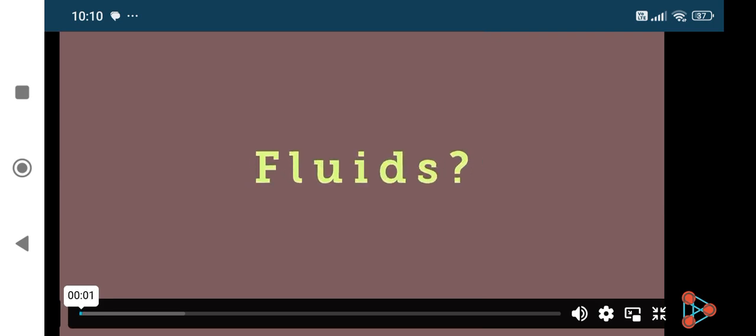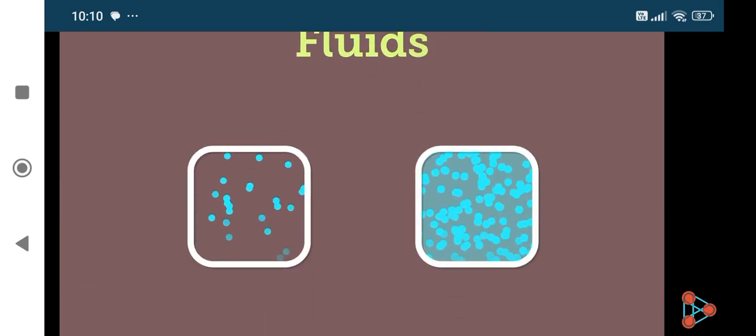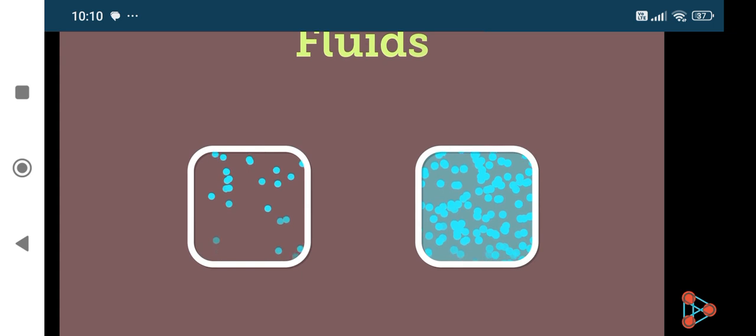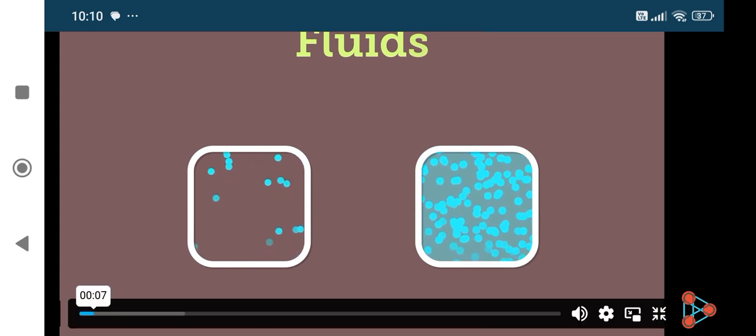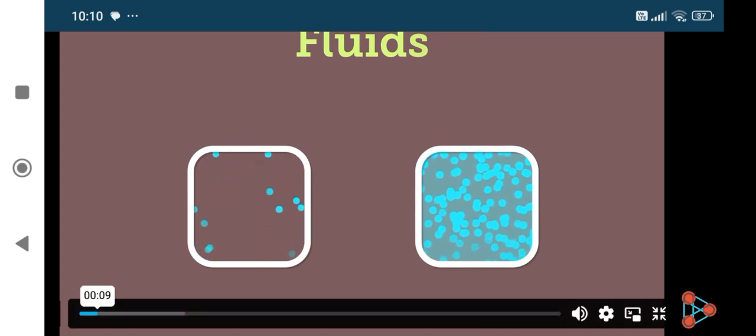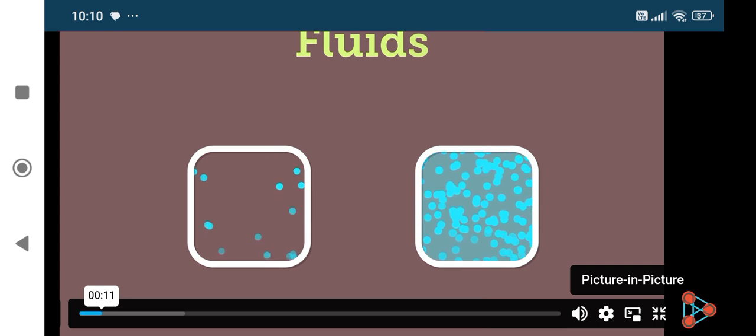Do you know what fluids are? They are substances with loosely moving molecules. Since the molecules are not tightly packed in fluids, they can easily move from one place to another.